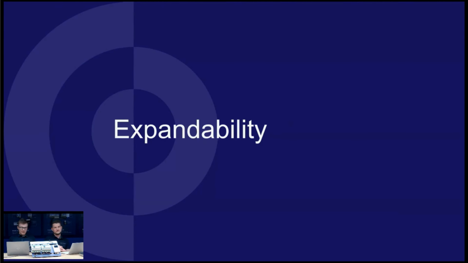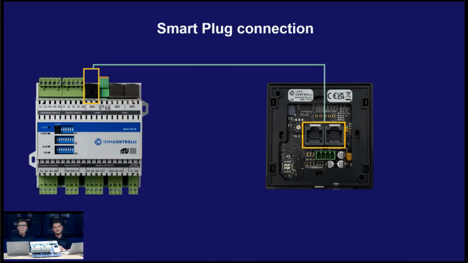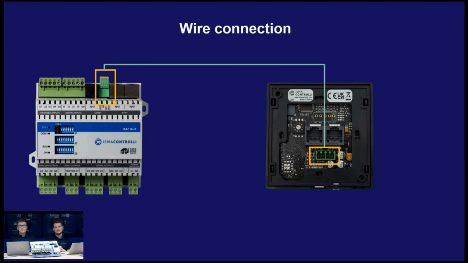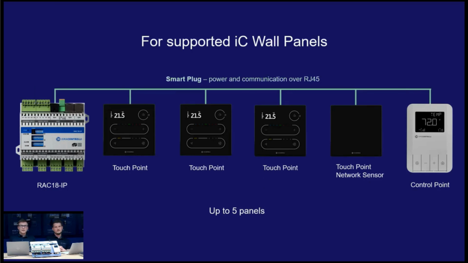The RAC18 IP, thanks to the RS-485 and IP communication ports, can be easily expanded. So we have one RS-485 communication port with a dedicated smart plug connection, which allows you to connect our wall panels. But in case you want to use a standard wired connection, we provide a screwless terminal. The smart plug provides the possibility to connect up to 5 iSMA Controlli wall panels because the communication is provided together with the power supply.